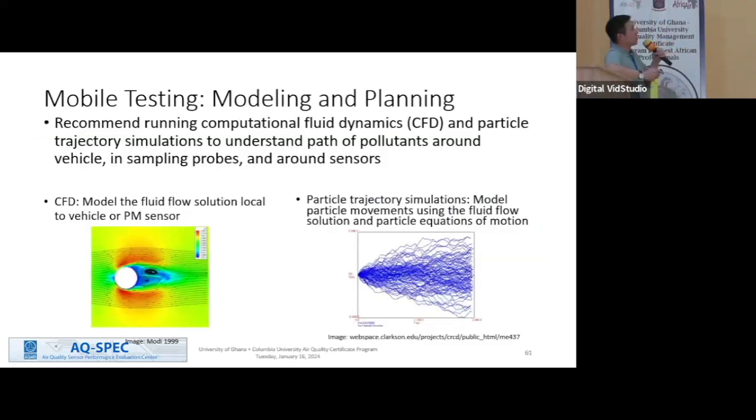We did a lot of, again, as I said, modeling and planning for this work. The two things we did were our computational fluid dynamics, CFD modeling, which models the fluid flow or the gas flow around whatever we're trying to do on this car, and also some particle trajectory simulations. You use the results of the CFD, the gas flows, as an input to your particle trajectories, and particles will move differently depending on their size and on the free flow gas velocity.